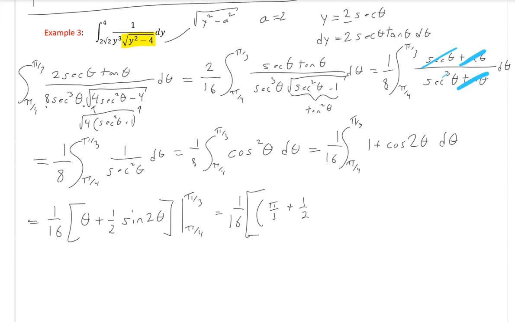Plus 1/2 times sine of 2 times pi thirds, which is sine of 2 pi thirds. And sine of 2 pi thirds will give me root 3 over 2. So that's a little bit of a unit circle. Plug in pi fourths, we get pi fourths where theta is, plus 1/2 times sine of 2 pi fourths, which is sine of pi halves, and sine of pi halves is 1.